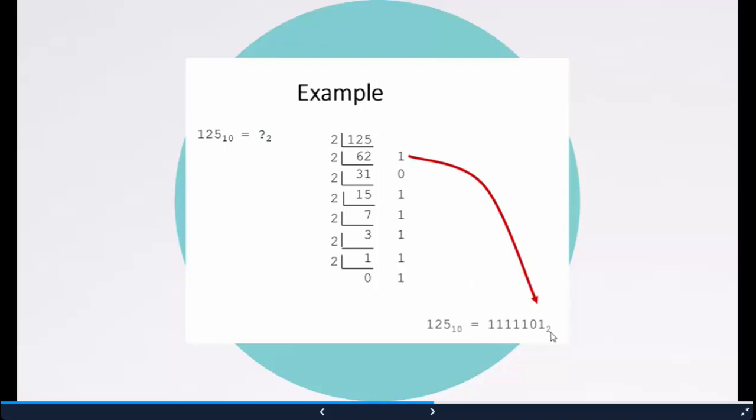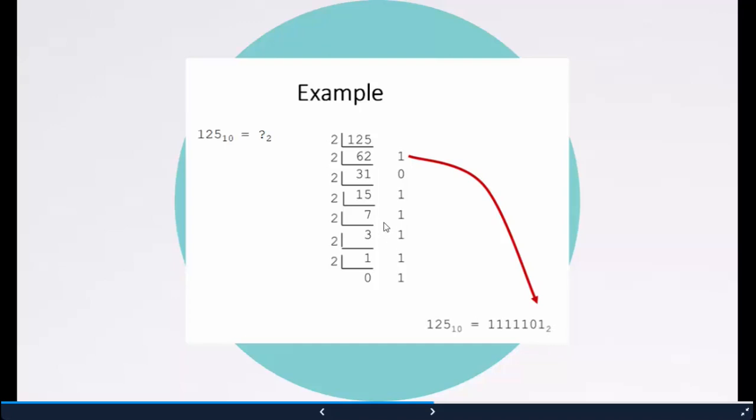Don't forget to put the base, or else it may be mistaken as decimal. This lets us keep track as to what kind of number system you are using. You have to always put the base.